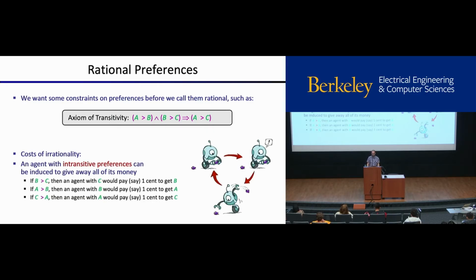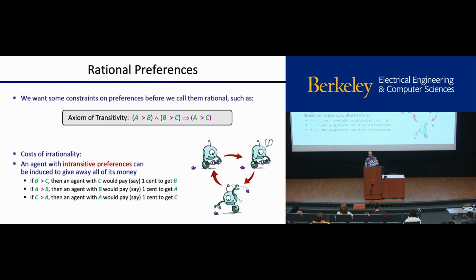There are costs to irrationality. At least with this one, and I think with all the axioms I'm going to tell you about. If you have preferences that are not rational, that don't obey these axioms, you can be induced to give away all of your money. So here's a little thought experiment for how. If you prefer outcome B to outcome C, and I can arrange that for you, then you would pay me maybe like a cent, some very small amount of money you'd pay me to get to B.